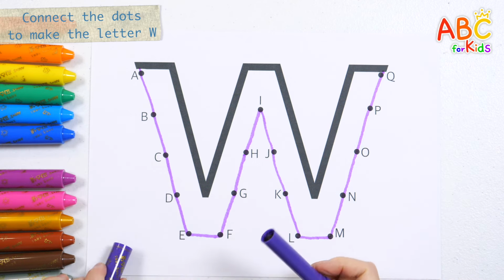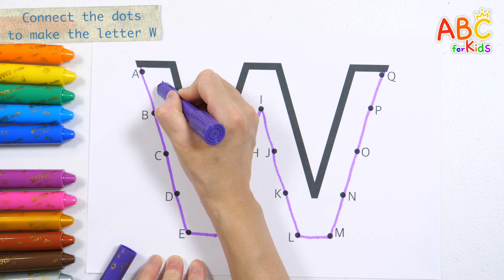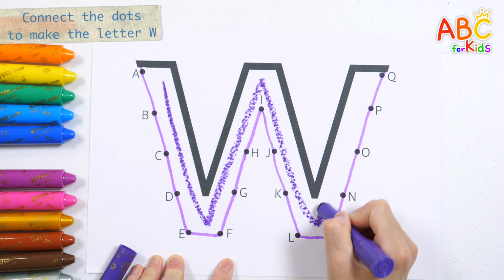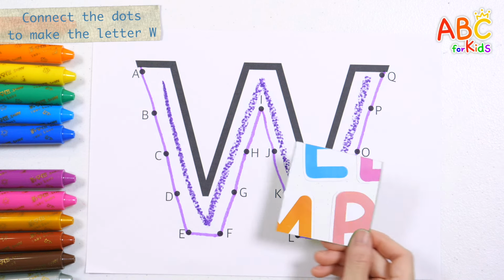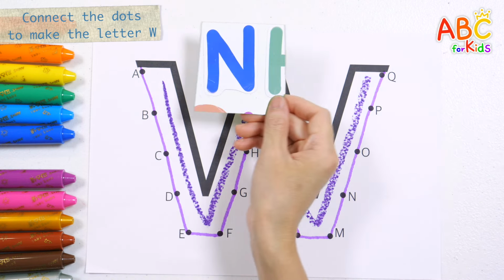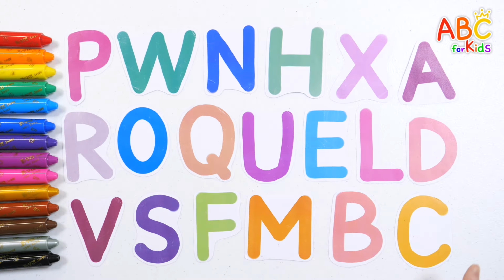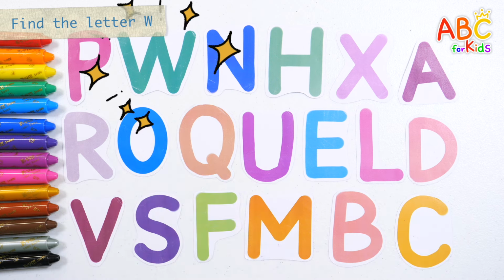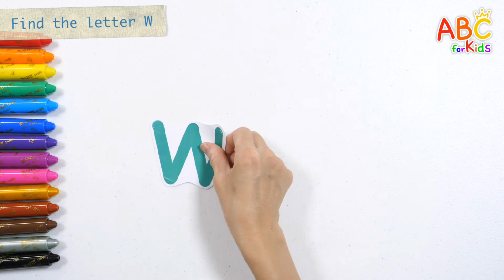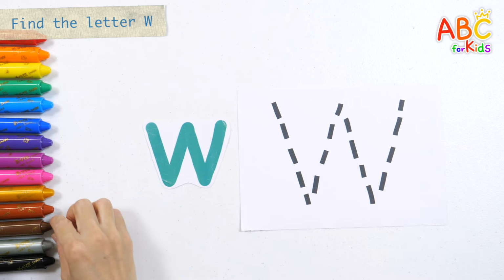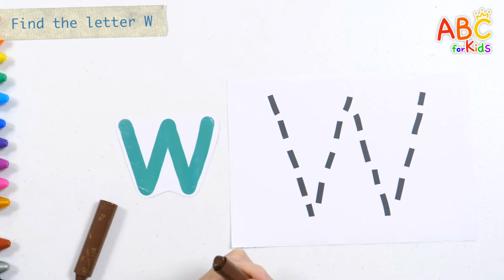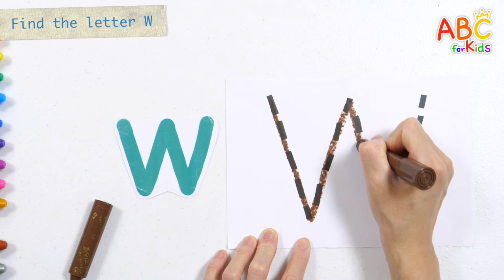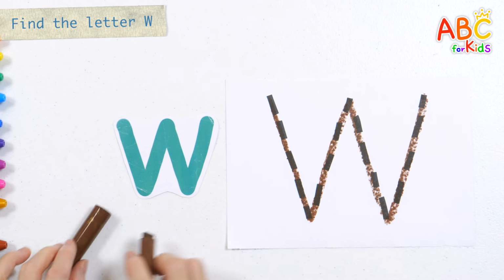Wow! Shall we write according to the shape of the letters? W. Wow! Where is the letter W? Found it! W. Let's write the letters slowly with a brown crayon. W. Great job!